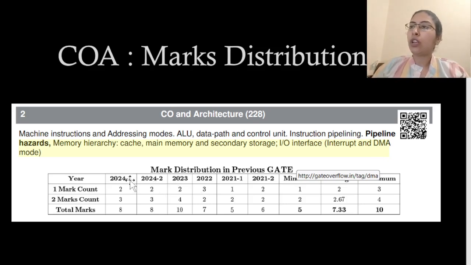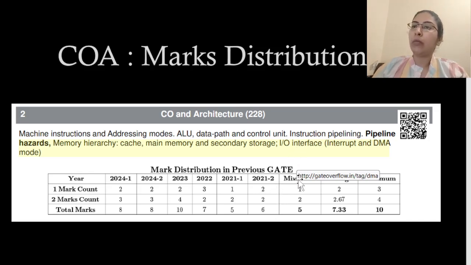In 2024, set 1, there were about 8 marks. In 2024, set 2, about 8 marks. In 2023, about 10 marks. In 2022, about 7 marks. In 2021, set 1, about 5 marks. In 2021, set 2, about 6 marks.